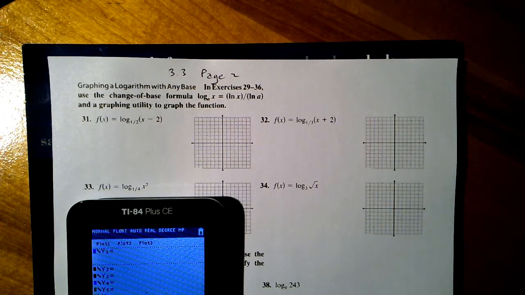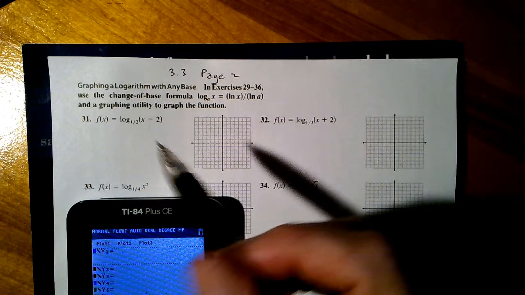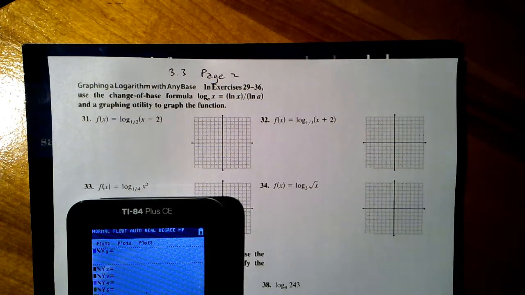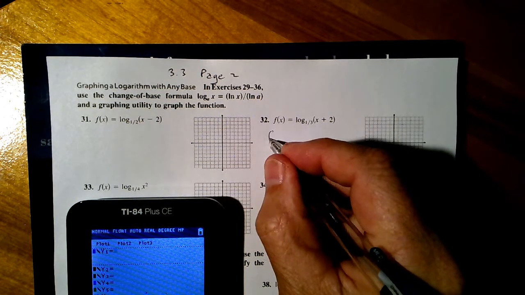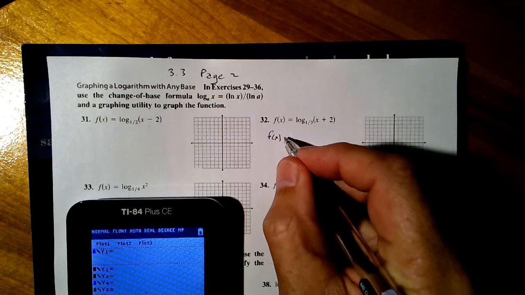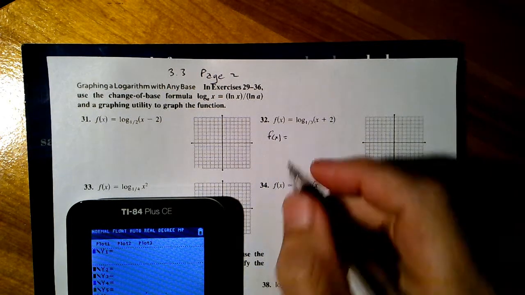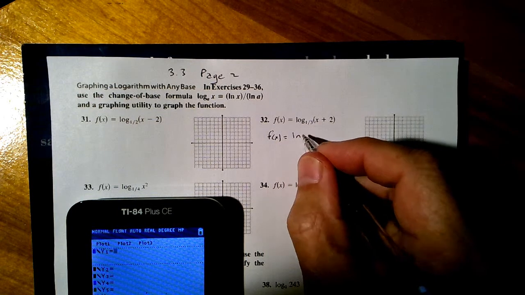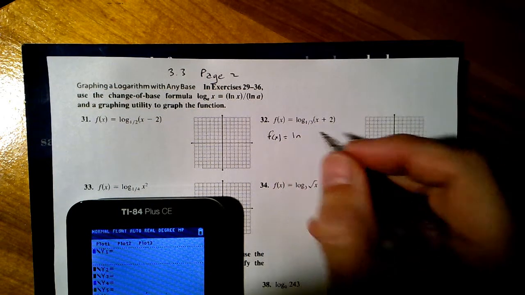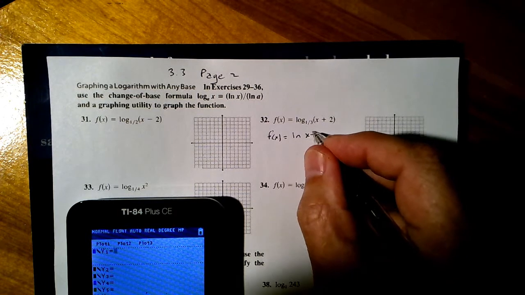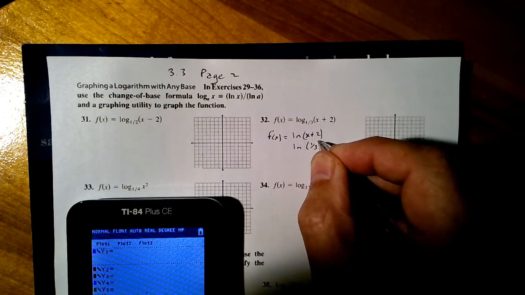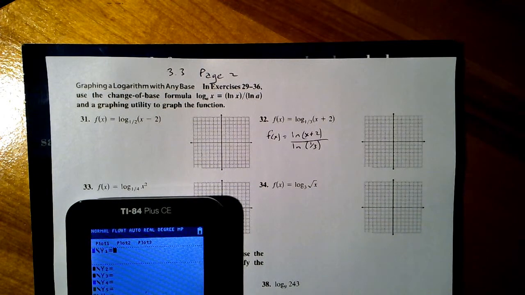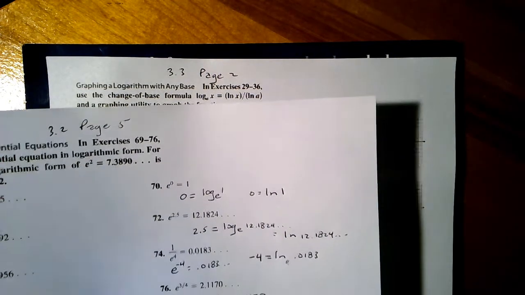Welcome back. We're on 3.3, page 2, and we are to use the change of base formula and a graphing calculator to graph the function. So this is what we would have had to do years ago, but we have better technology than that. But we would have gone, perhaps, ln of x plus 2 over ln of 1/3. That's our change of base formula that we had just looked at on the previous page.